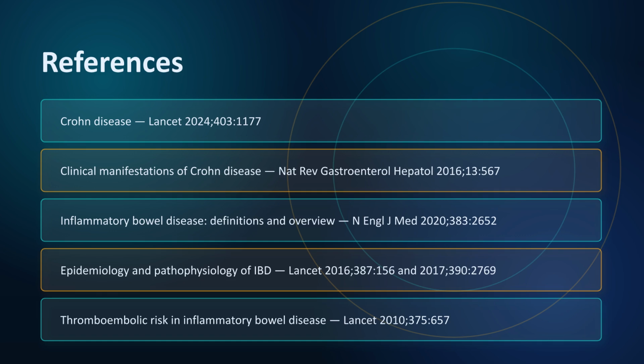These are the sources behind today's material. The clinical picture, diagnosis, complications, and prognosis follow the current Lancet review of Crohn disease. The detail on clinical manifestations follows the Nature Reviews Gastroenterology and Hepatology review. The definitions and overview of inflammatory bowel disease follow the New England Journal review, and the epidemiology and pathophysiology follow the Lancet reviews. Thanks for working through this one.